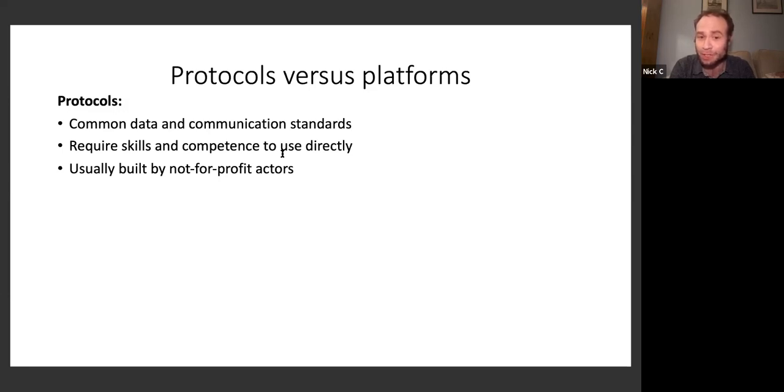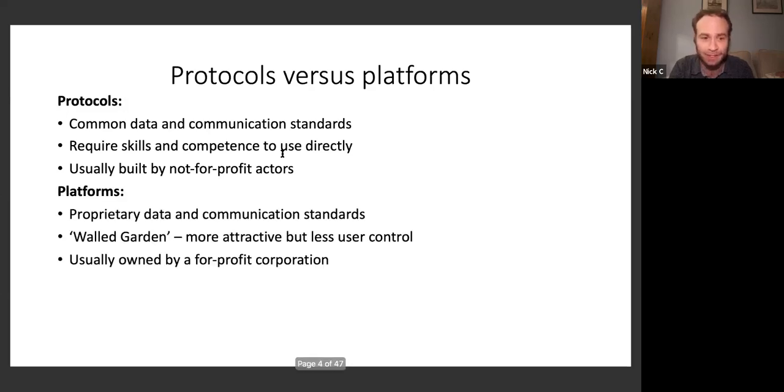Generally, they require skills and competence to use directly. And they're usually built by not-for-profit actors. Platforms, now these tend to be proprietary data and communication standards. They have this sort of walled garden effect, when you're using something like Apple or Google. So generally, when you're operating in their space, you have a more attractive, often more effective, faster, nicer user experience, but you have less user control. That's a trade-off on the user side. And they're usually owned by a for-profit corporation.